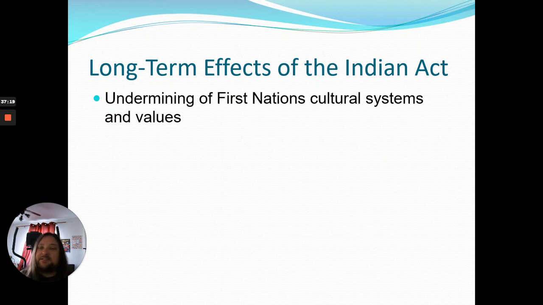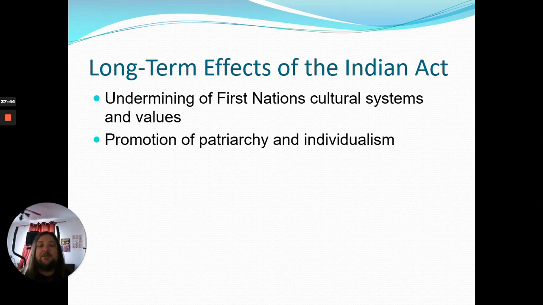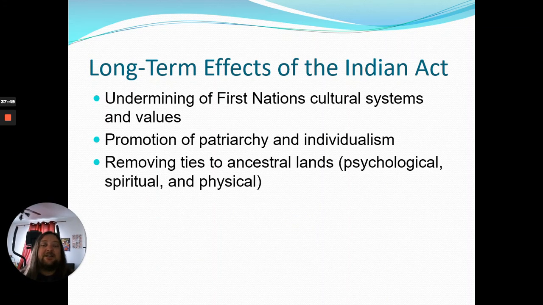But all of these things together over the long term severely undermined First Nations cultural systems and values, which we talked about before, right? Because we had cultures where there wasn't this concept of owning land. There's a relationship of reciprocity between people and other living things and the land. Women were considered central to these cultures, and all of that was undermined. Patriarchy and individualism were promoted. Ties to ancestral lands were removed at the psychological and emotional level, at the spiritual level.